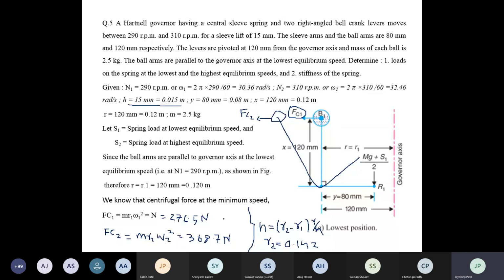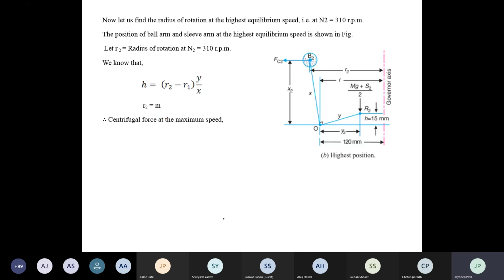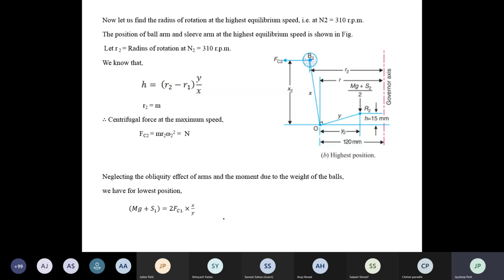Okay, we know your FC1, FC2. Then you take a moment about O for minimum position and maximum position. You have to write down the equation. H is found here. Okay, now find out the centrifugal force 2. Neglecting obliquity effect, you have to write down the equation mg plus S1 is equal to 2 FC1 into X by Y. For minimum position, you have to find out S1.